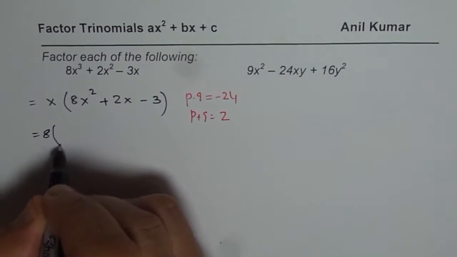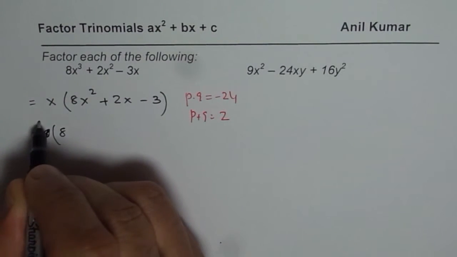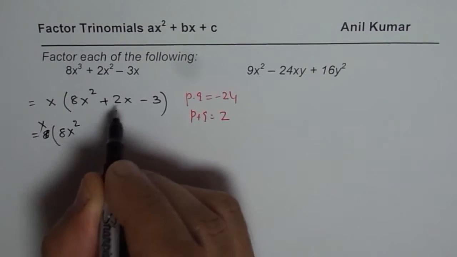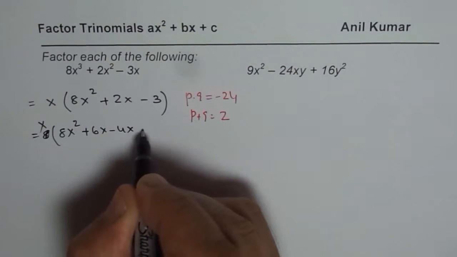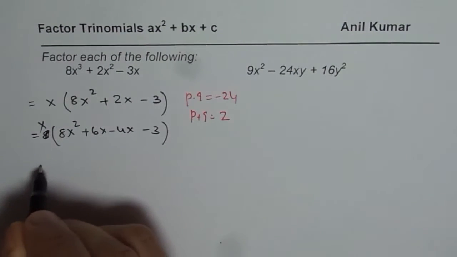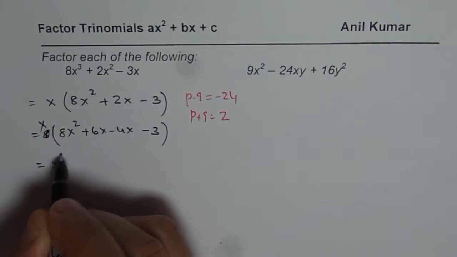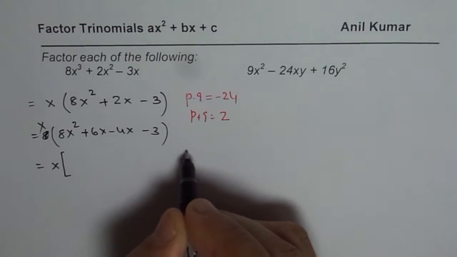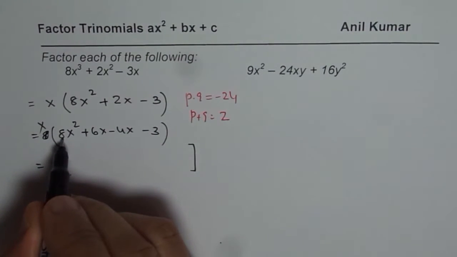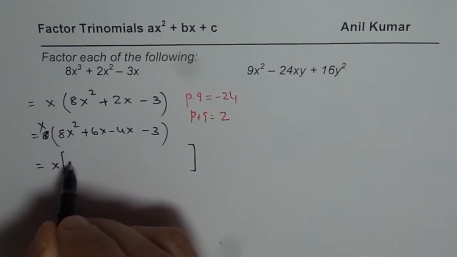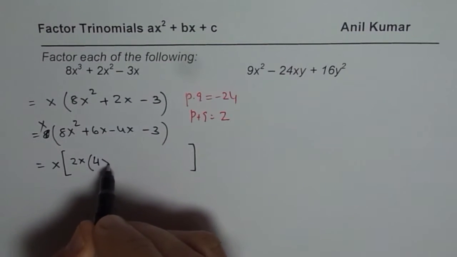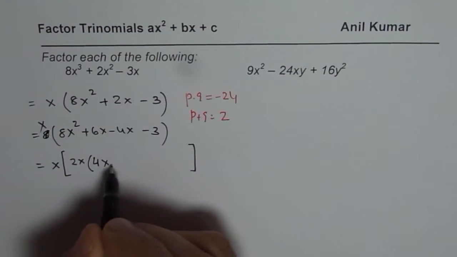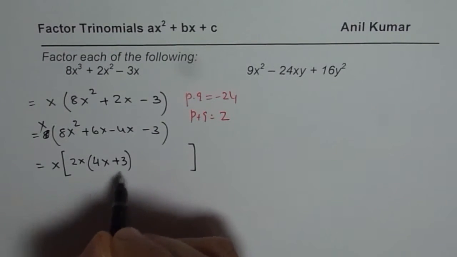So we could write this as x times [8x squared, and 2x should be written as 6x minus 4x, right? Minus 3]. Now we'll group the first two together. Let me put square brackets for this bracket, right? And between 8x squared and 6x, 2x is a common factor. So if I take 2x common, 8x squared divided by 2x is 4x, right? Here if I divide 6x by 2x, I get 3. So I get plus 3 here.